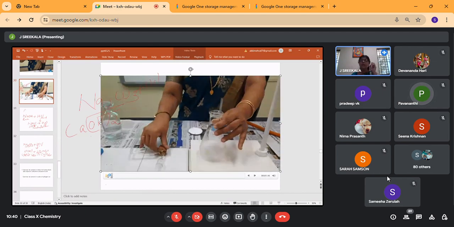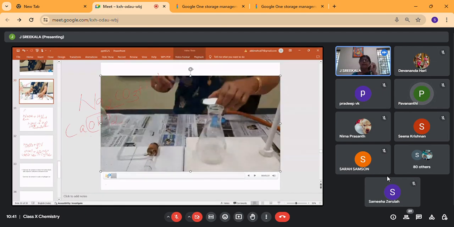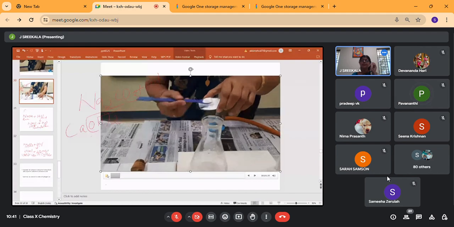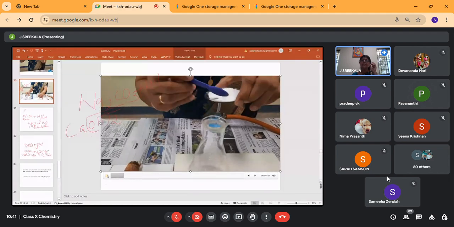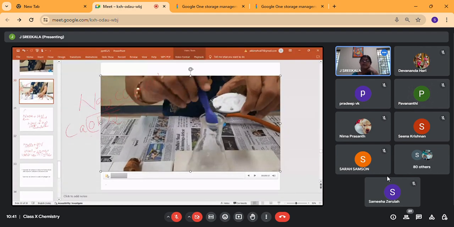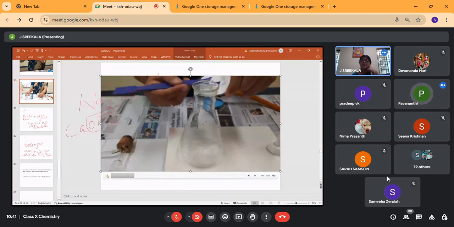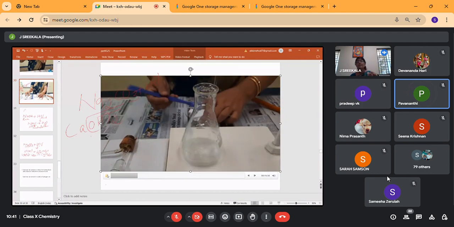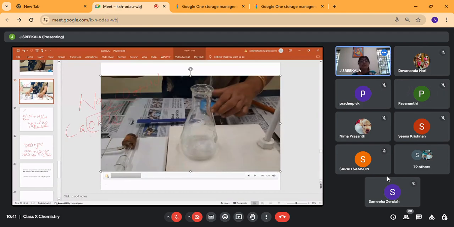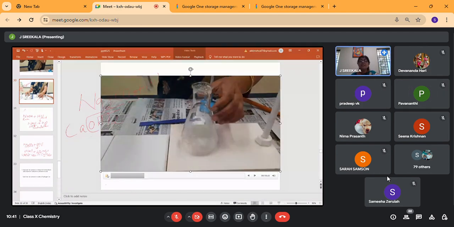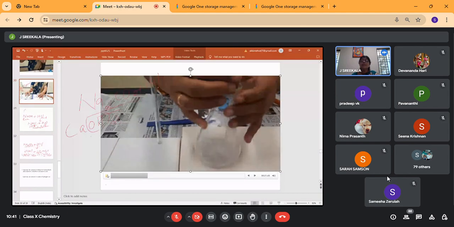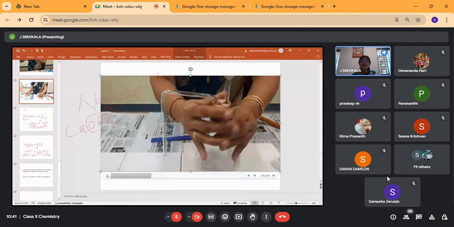Okay, now sodium carbonate is taken in the conical flask. Why is it called a conical flask? Because it is in the shape of a cone. Very good. You have studied the shapes in maths. Now it is fixed with a thistle funnel and a delivery tube.